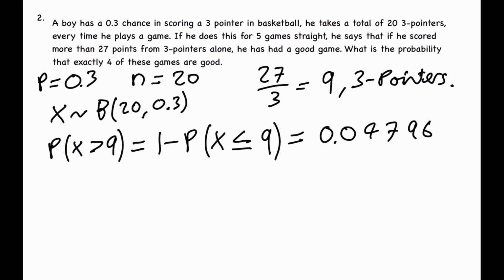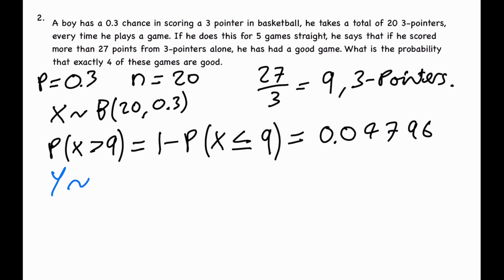So this is the probability that he gets a good game, because he says he had a good game. And now the question isn't asking for the probability of getting a good game. He's asking what is the probability that exactly 4 of these games are good. So now we would have to do another distribution, of another variable. We can say Y is the number of games that are good, and we said X was the number of 3-pointers per game.